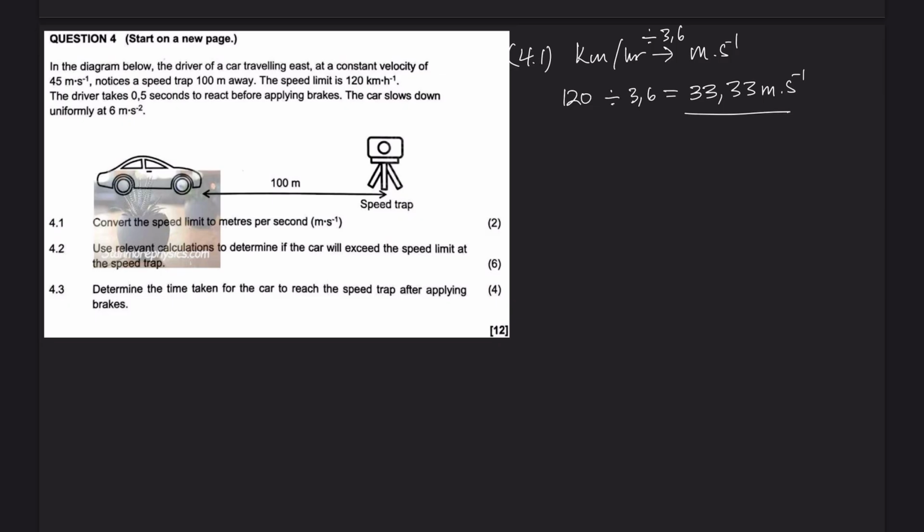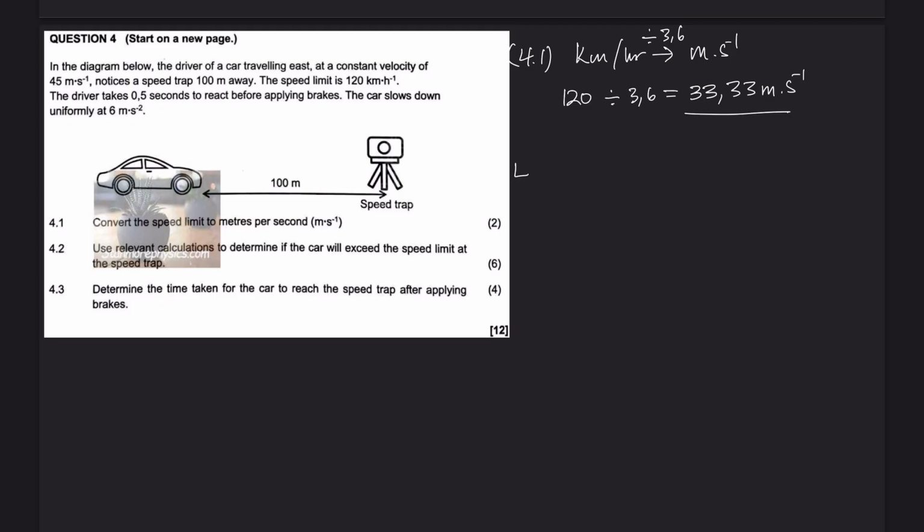That's the speed limit. So when the car reaches that point, if its velocity is more than 33.33, then the speed trap is going to switch on. Question 4.2. Use relevant calculations to determine if the car will exceed the speed limit at the speed trap.